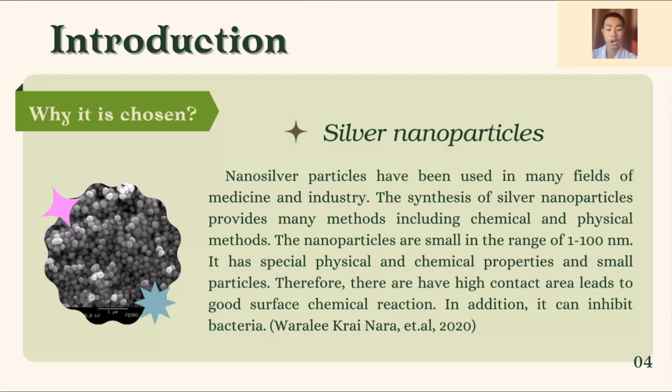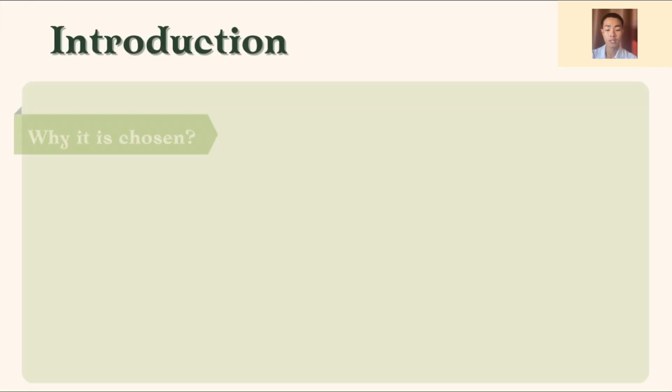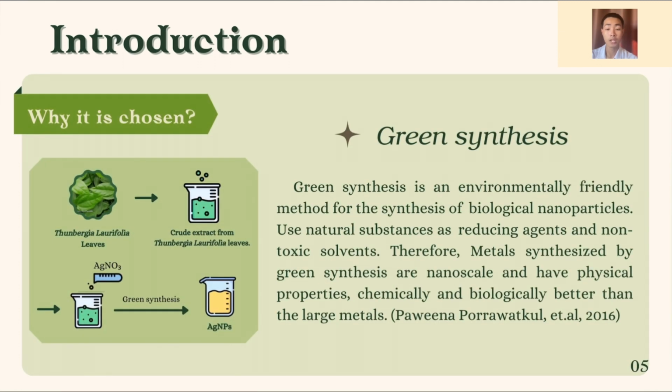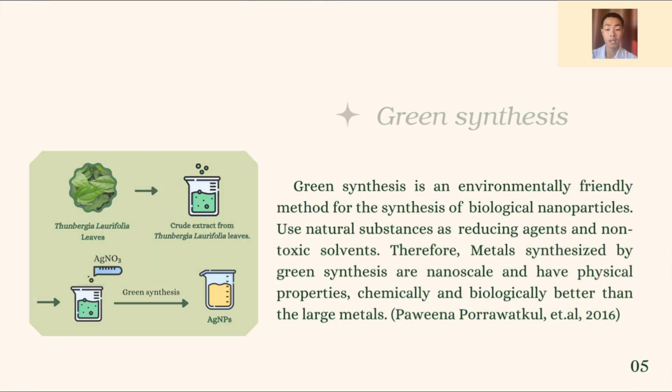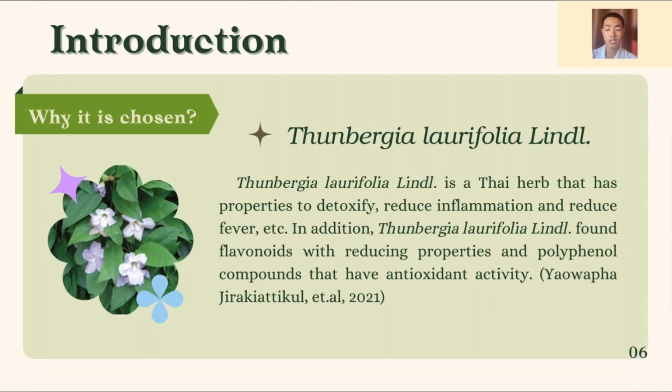The researchers have chosen the biological approach because it is a very environmentally friendly method, low cost, and easy to synthesize. And we use Thunbergia Laurifolia leaves as the reducing agent because they have antitoxin and antioxidant abilities and can inhibit bacteria. Moreover, in Thunbergia Laurifolia leaves we also found flavonoids that help with reducing silver and help prevent the nanoparticles from forming into massive particles.